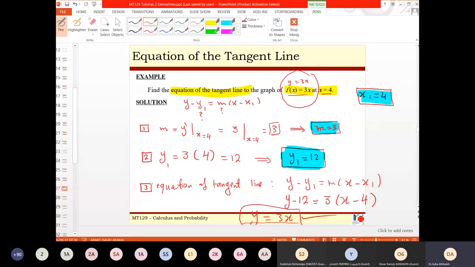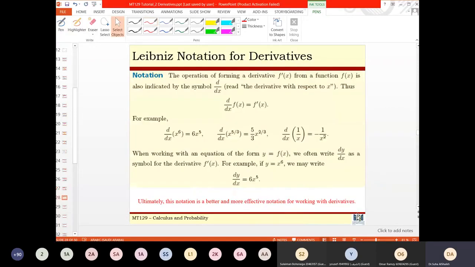Got it? Now we have what we call the Leibniz notation for the derivative, which uses d by dx. Instead of using this dash thing, we use d by dx. What does it mean? معناها I'm finding the derivative of x with respect to x. ماشي? So instead I have y equal to f of x. Instead of saying y dash, I say I have dy by dx مشتقة الy بالنسبة للx. And instead of saying f dash, I say I'm finding df by dx.